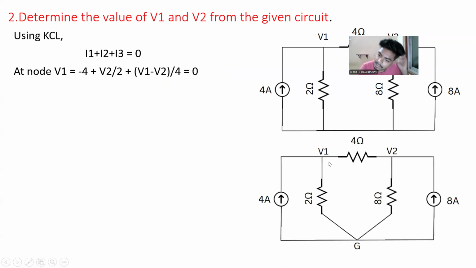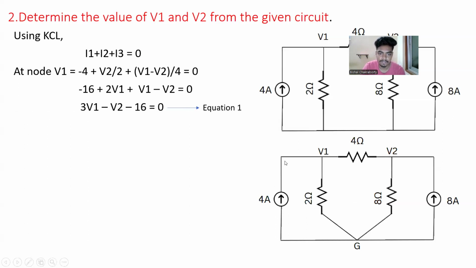For node 1, again we assume that V1 is the highest potential in the whole circuit. So the flow of current will be this way, to the left side. But we have been given that the direction of flow of current is this way. As they are in opposite directions, we take the negative of the current. So minus 4. Directly we substitute I1 as minus 4. Next, we take V1 minus G by 2, but G is 0, so it is V1 by 2 ohms. For the next branch we can take V1 minus V2 by 4 ohms. So this is the first equation. When we solve it, we get a simple form of that equation.